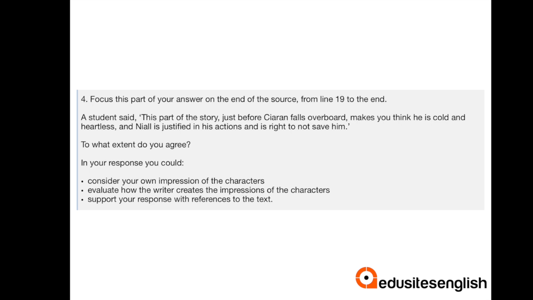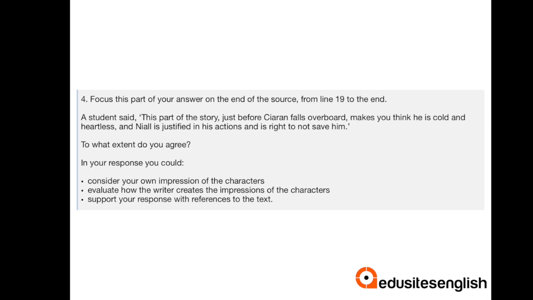So focus this part of your answer on the end of the source. A student said, "This part of the story, just before Kieran falls overboard, makes you think he is a cold and heartless person, and Niall is justified in his actions and is right to not save him. To what extent do you agree?" And then you get 3 bullet points. Consider your own impressions of the characters, evaluate how the writer creates the impressions of the characters, and support your response with references to the text.